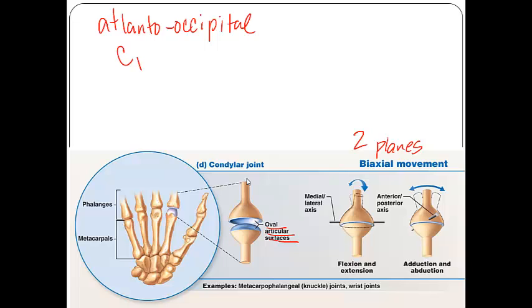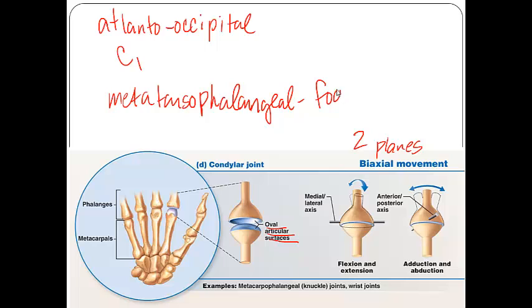Another example is the one you see on the screen, the knuckle joint. And then another example would also be at the metatarsophalangeal joint. So it's going to be very similar to the picture that we have on this slide. It's just that it's found in the foot itself. So it's important for you to know the type of movement that's going to be allowed by these joints.